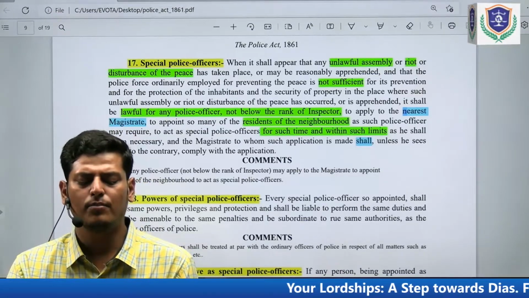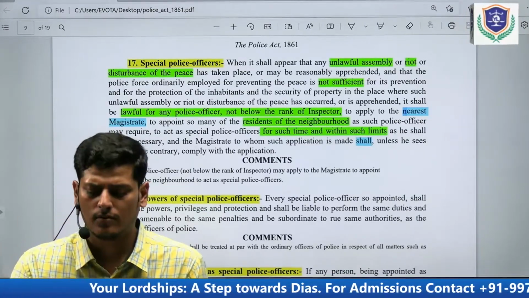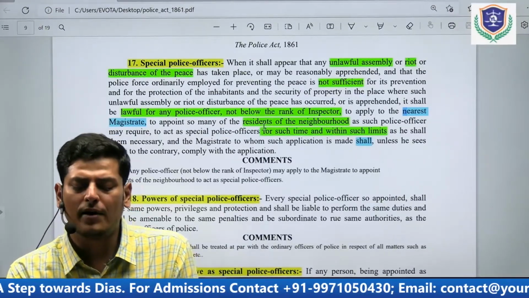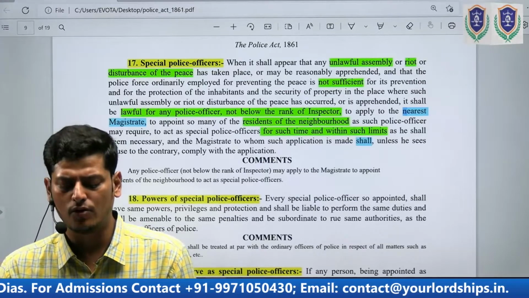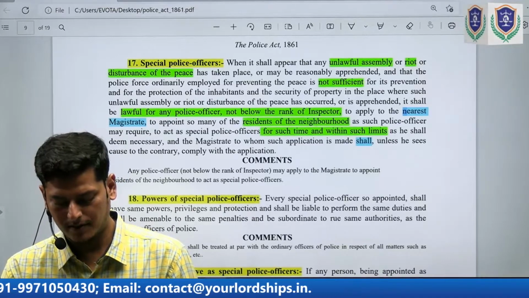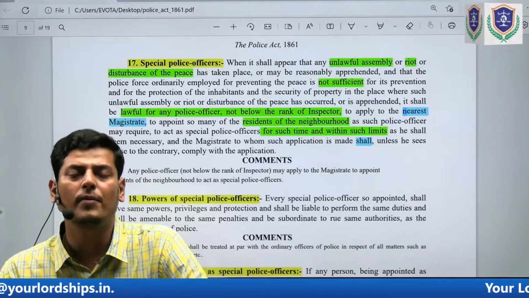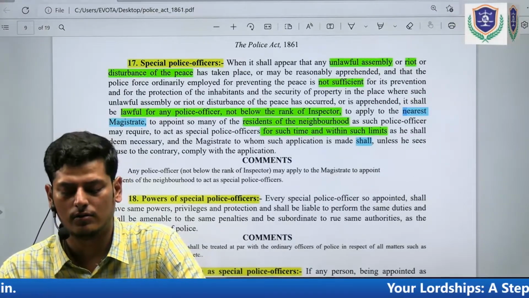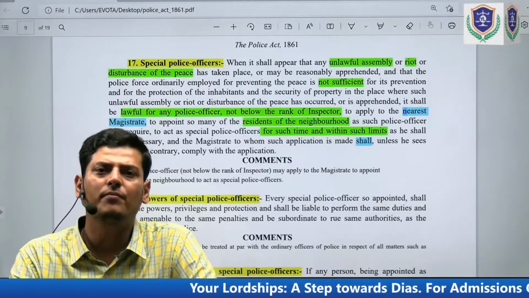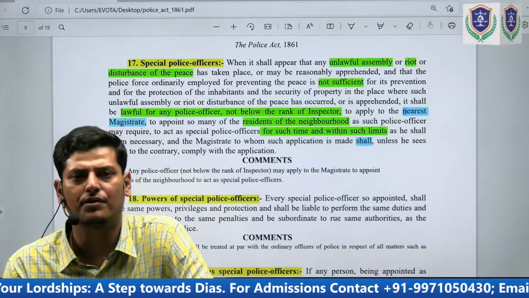Then that police officer not below the rank of inspector shall make an application to whom? To the nearest magistrate, and to appoint so many residents of that area, of that neighborhood, as the police officer. Okay. Accordingly, the application shall be made for appointing so many people in that neighborhood, and they can be appointed as police officer by the magistrate for such time and within such limit as shall be deemed necessary.